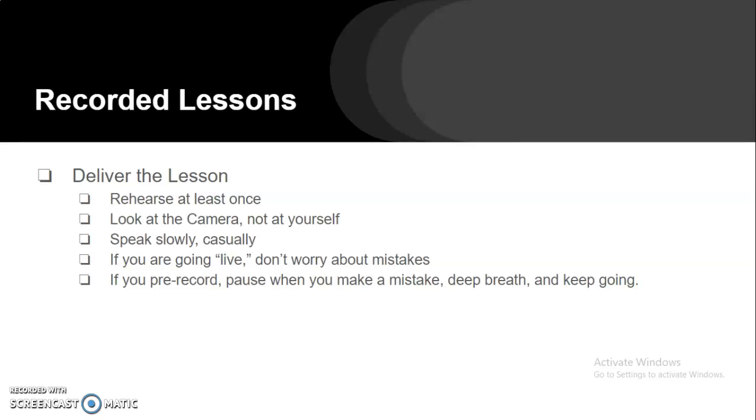When you're delivering the lesson, if you're going to pre-record it, or even if you're not going to pre-record it, rehearse your lesson at least once. Remember to look at the camera, not at yourself, if you're delivering a lecture, for example. If you're doing what I'm doing, it doesn't matter whether the camera is looking at you or not. Speak slowly, casually. An informal tone is best.